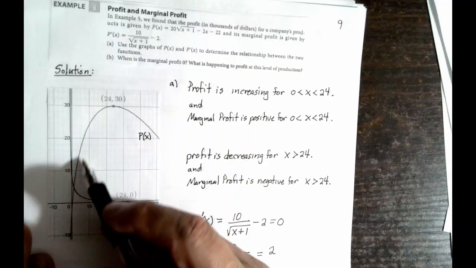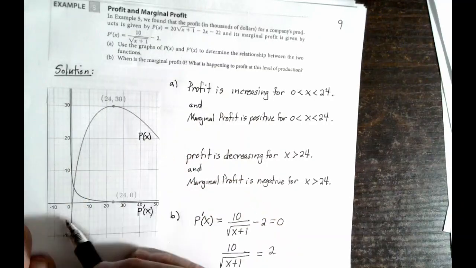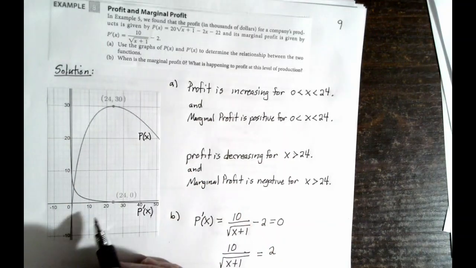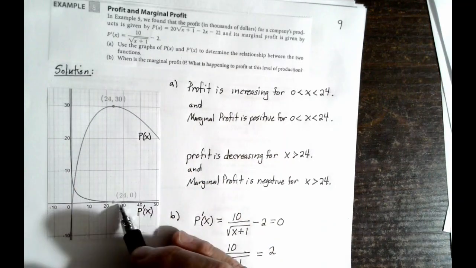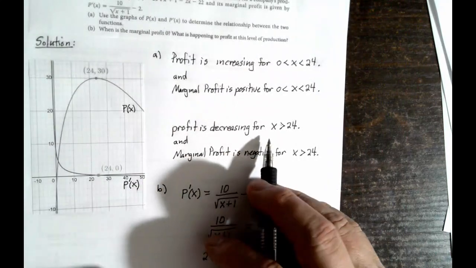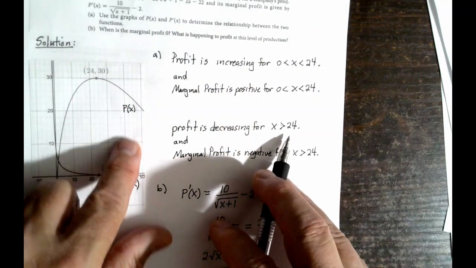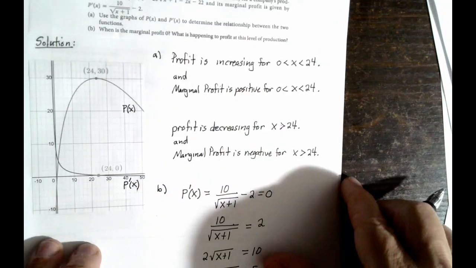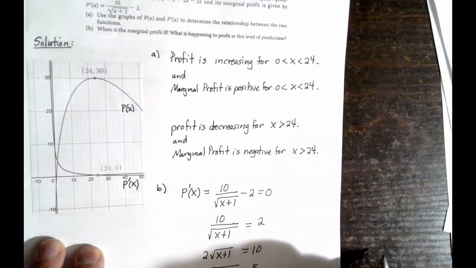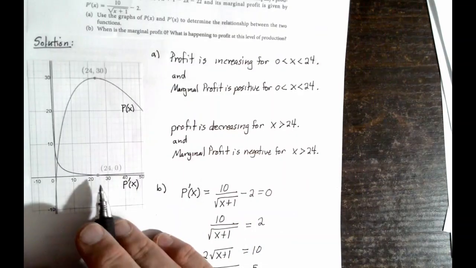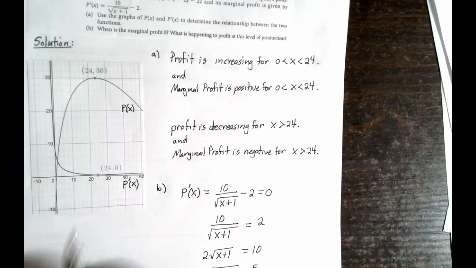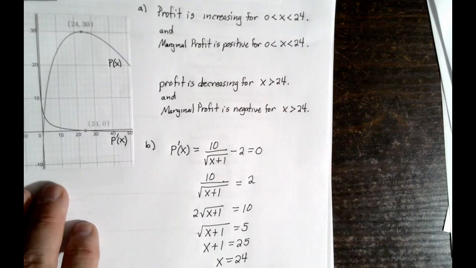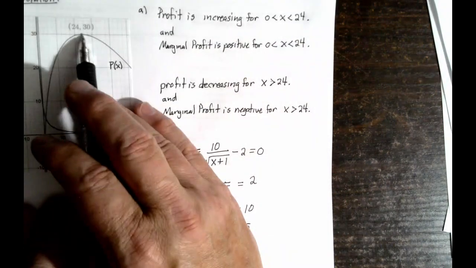Well, profit is increasing between 0 to 24, and then it's decreasing from 24 or greater. Marginal profit is positive from 0 to 24. And the profit is decreasing after 24, and the marginal profit is negative after 24. So when is the marginal profit 0? That's when x equals 24. All right. And they say what happens to the profit at this level? Well, the profit is decreasing at that level.